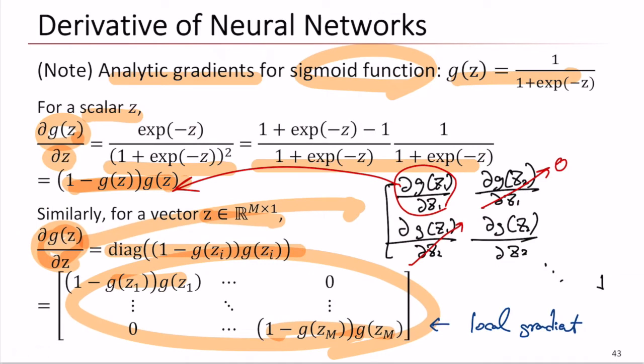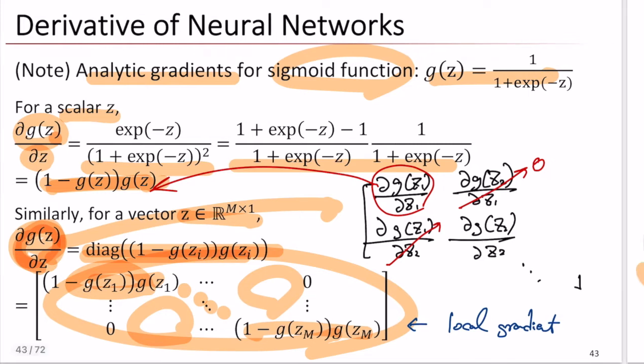The local gradient for the sigmoid function was defined like this. The gradient of g(z) with respect to z is going to be a diagonal matrix with entries (1 minus g(z_i)) times g(z_i), which means (1 minus g(z_1)) times g(z_1) and (1 minus g(z_2)) times g(z_2), only located in the diagonal terms, while the off-diagonal terms are zero. So this is the local gradient for the sigmoid function, right?